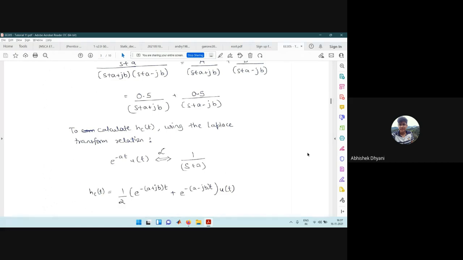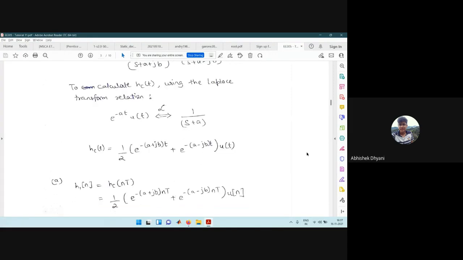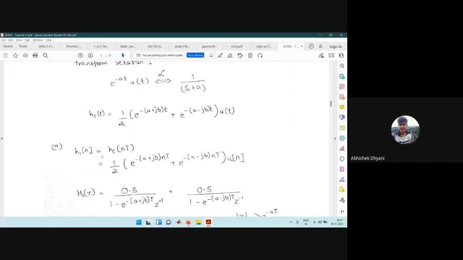Now that we have this hc(t), we are interested in applying the impulse invariance. So we will say that h1[n] is obtained by replacing small t with n times capital T. That directly gives me this expression, and here you can see that t is replaced by nT. So I have got the discrete time sequence by applying this impulse invariance.